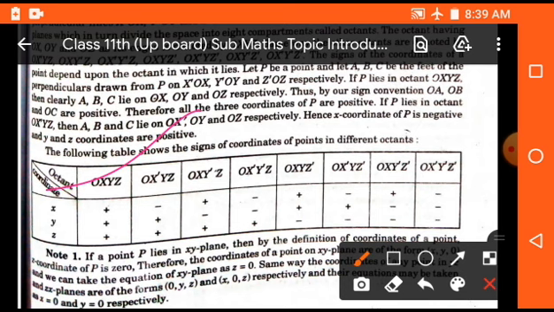It means that O is the origin. And the second is O-X'-Y-Z. Here X' shows the negative X axis. In the same way, O-X-Y'-Z, O-X'-Y'-Z, O-X-Y-Z', O-X'-Y-Z', O-X-Y'-Z', and O-X'-Y'-Z'. So here the dash shows the negative axis and without dash shows the positive axis.